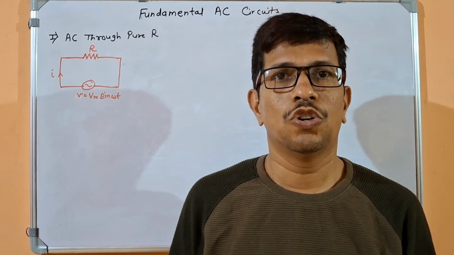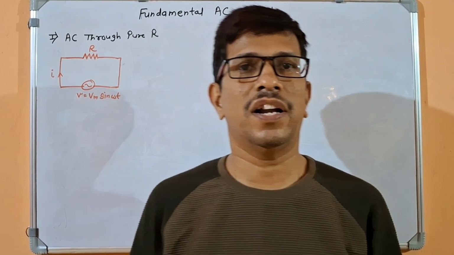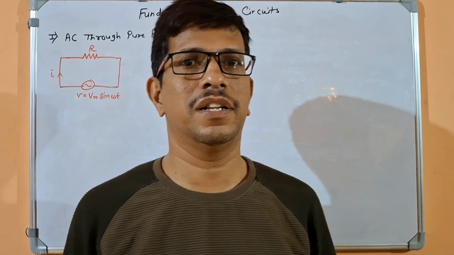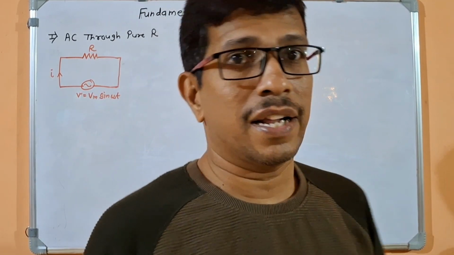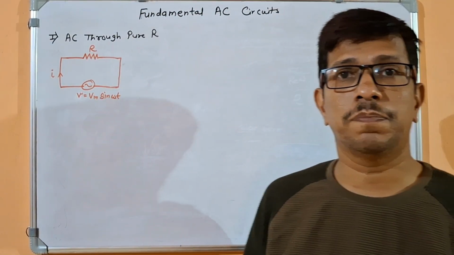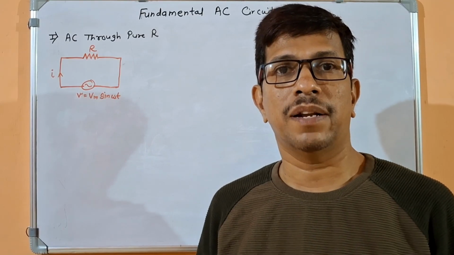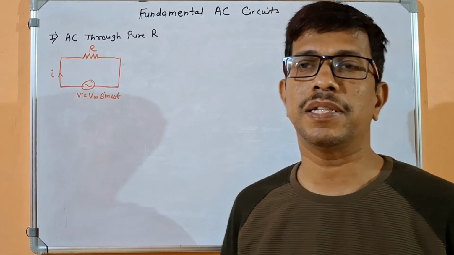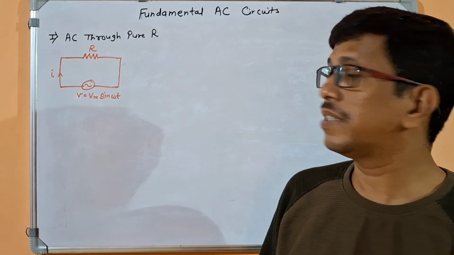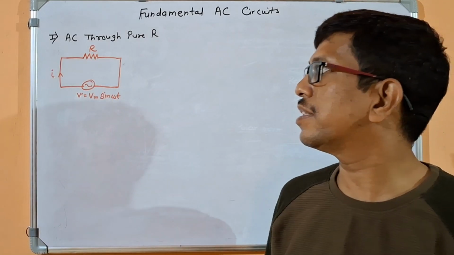Namaskar mitranno, today we are going to see fundamental circuits for alternating quantity. There are three fundamental circuits: one is pure resistive, then pure inductive and pure capacitive. So first of all we will see AC through pure resistance.